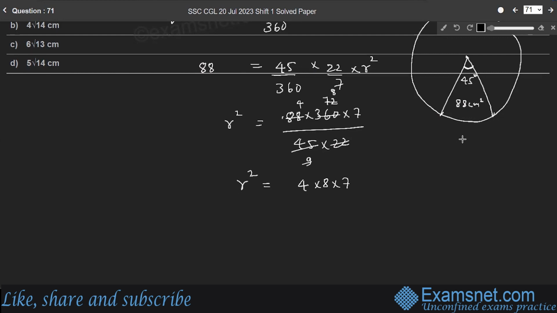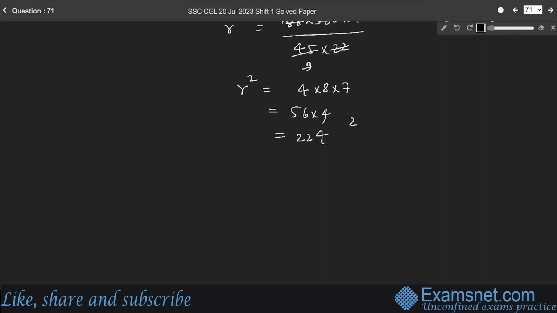So we have 8 into 7, 56 into 4, which is equal to 224. Am I right? R square is 224, right? Therefore, R is equal to root of 224, right? So here itself you can take root of 56 into 4, as you can take out 2 into root 56.